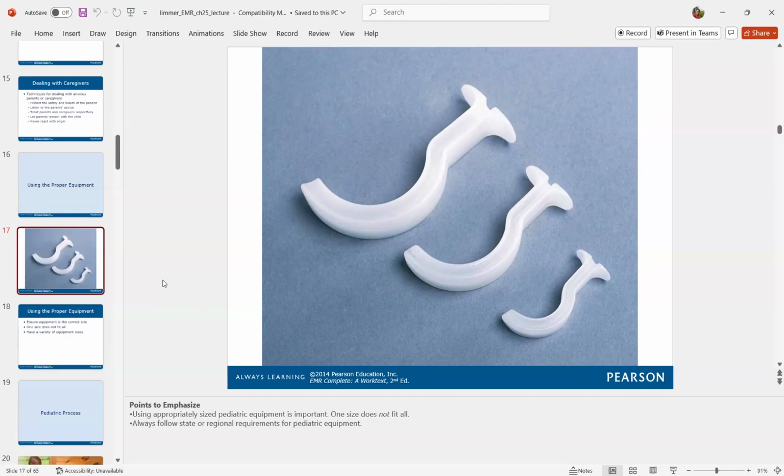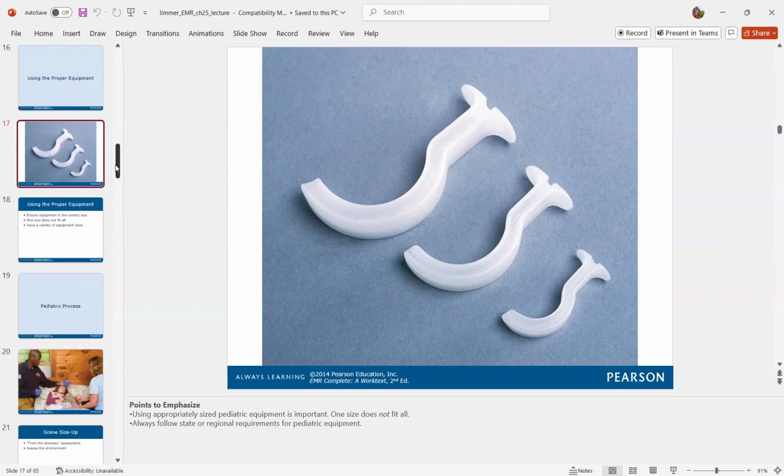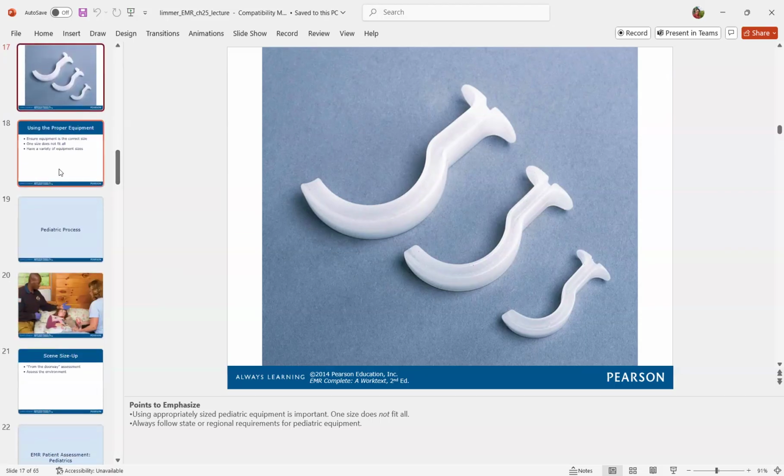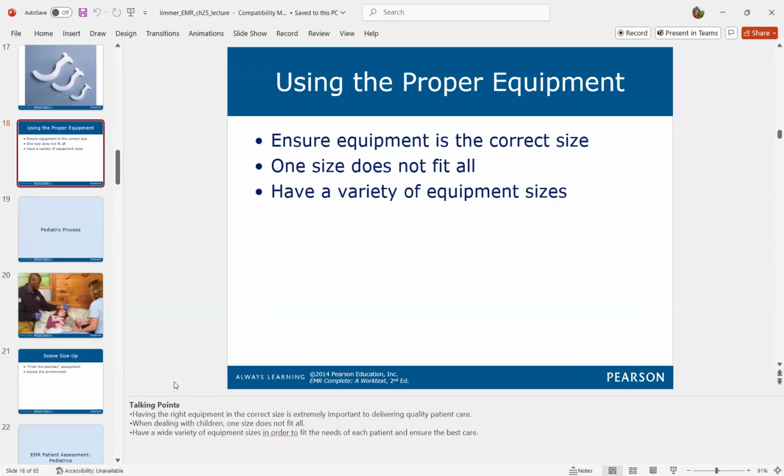Usually in the ambulance, we carry a separate pediatric bag that has all the smaller sizes of stuff in it: smaller blood pressure cuffs, smaller oral airways, smaller nasal airways, that type of stuff. BVMs, all that stuff is a little bit smaller. So having the right equipment in the correct size is extremely important to deliver quality patient care. Again, one size doesn't fit all.